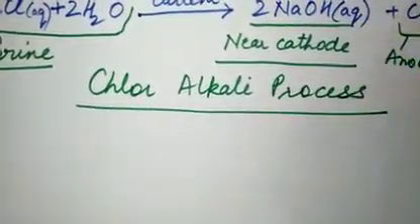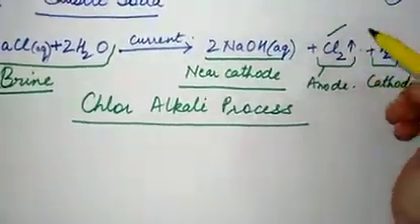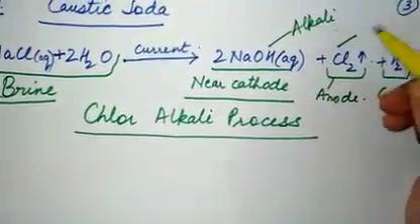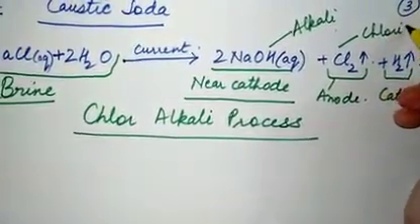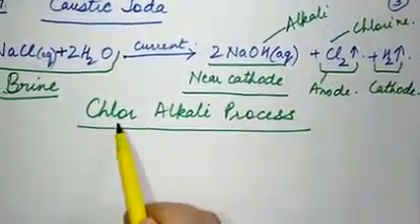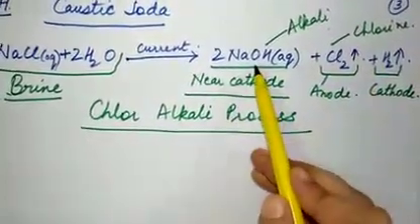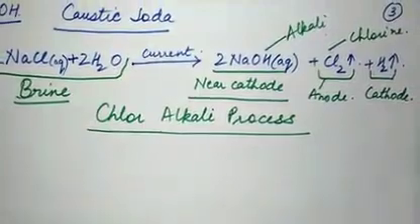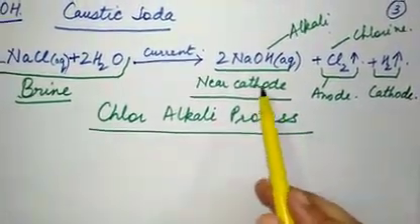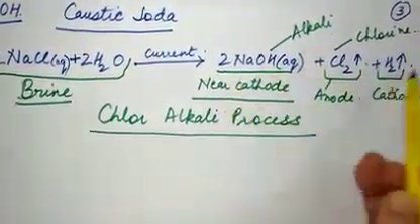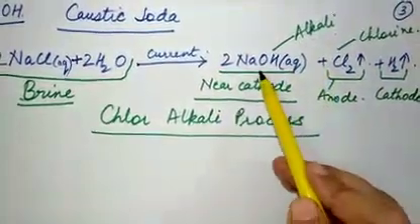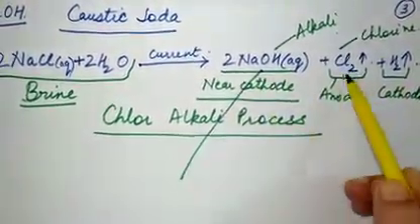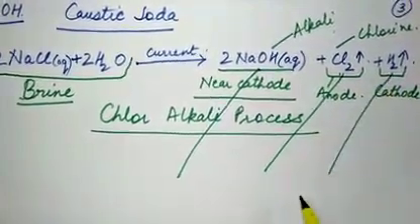Why is it known as chlor-alkali process? Because here one of the products formed is chlorine and one of the products is alkali. This is alkali and this is your chlorine gas. That's why the name chlor stands for chlorine and alkali for NaOH. That's why the name of the process is chlor-alkali process. Now there are many products of this. All these products are very useful products. Sodium hydroxide, chlorine gas, hydrogen gas, all of them, these all are very, very important.